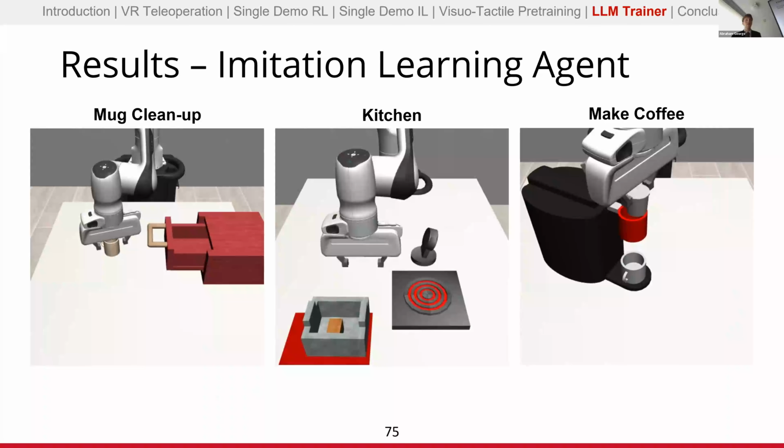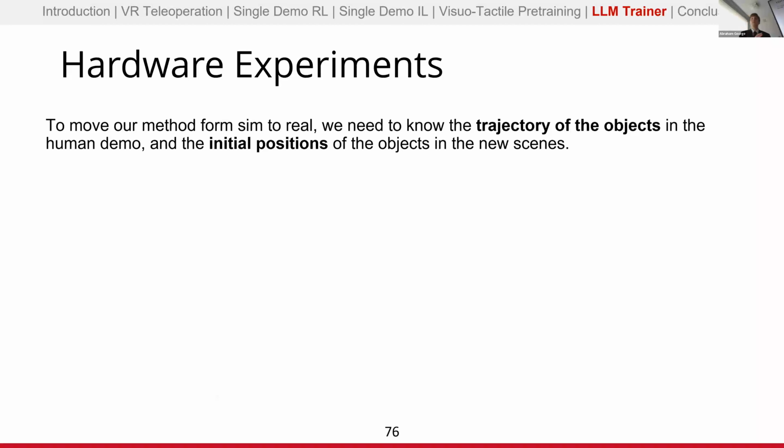And then additionally, we did a hardware experiment to try to move our method from simulation to the real world. However, in order to do this sim-to-real transfer, we need to know the trajectory of the objects in our human demonstration and the initial position of objects in the new scenes. And in simulation, it was easy. We could just pull that trajectory from the simulator, but we need to have some way to do that on hardware. And once again, because our purpose here is to do this without any human input, we need a way to do this purely with the LLM, with no information about the task other than that one demonstration and the one sentence description of the task.